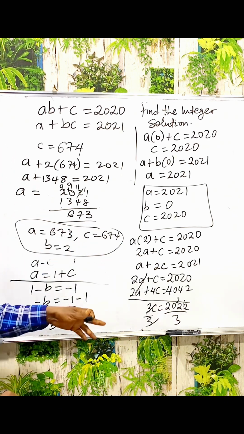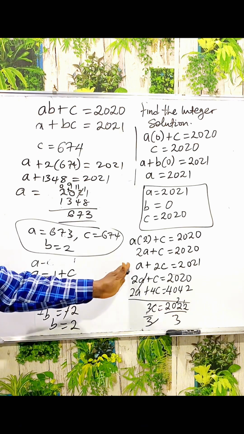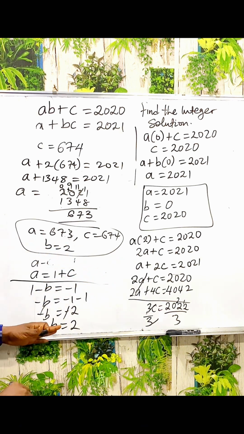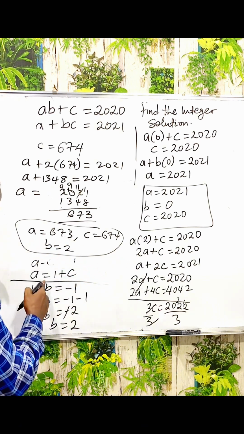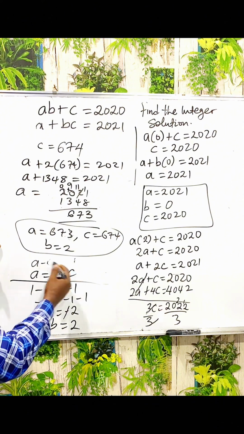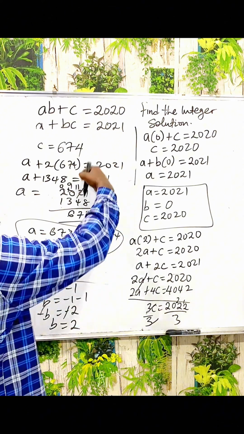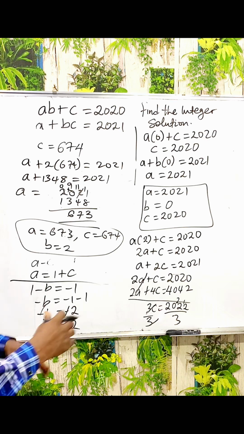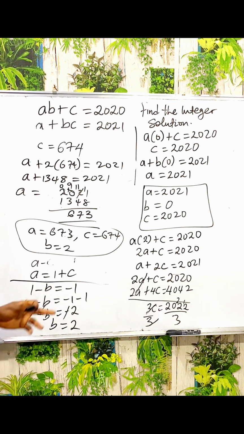You can do the same thing for the second part of the equation. And even where we have that A is equal to 1 plus C, we can actually substitute this in the original equation and get a lot of solutions. So there could be so many pairs of solutions, but let's just manage this because of time.